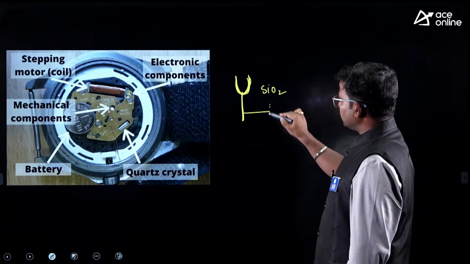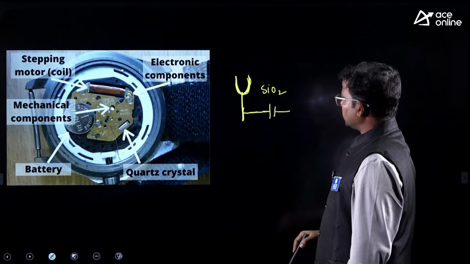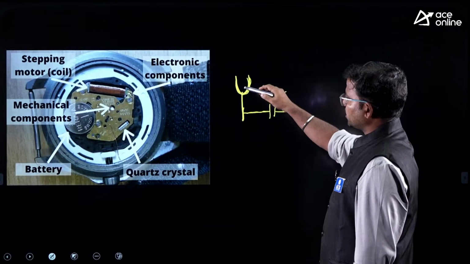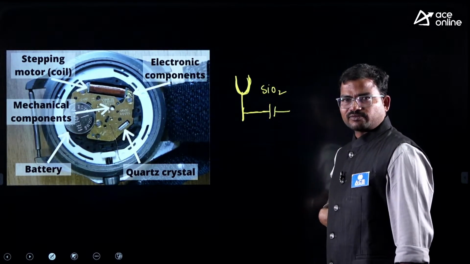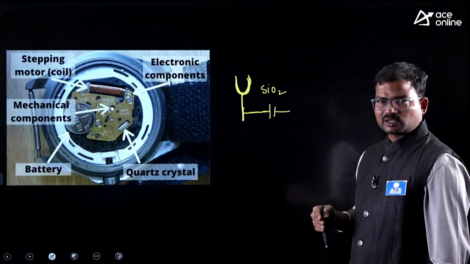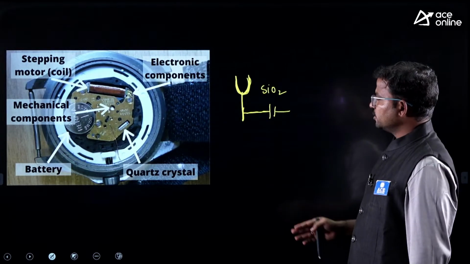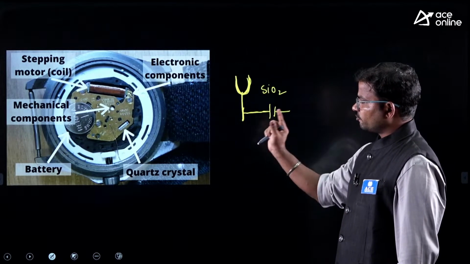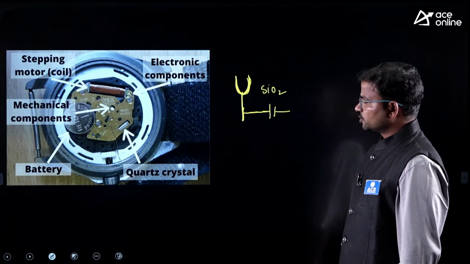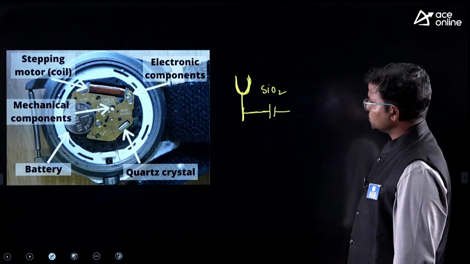So when it is connected with a battery, it means when electrons are transferring through this material, it mostly exhibits some vibration. So based on the vibration, we can get the time. That's why here we get the time based on the vibrations of the quartz. Due to that, these types of watches are called quartz watches.